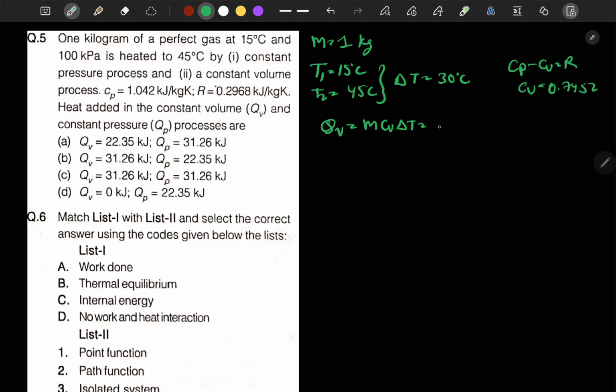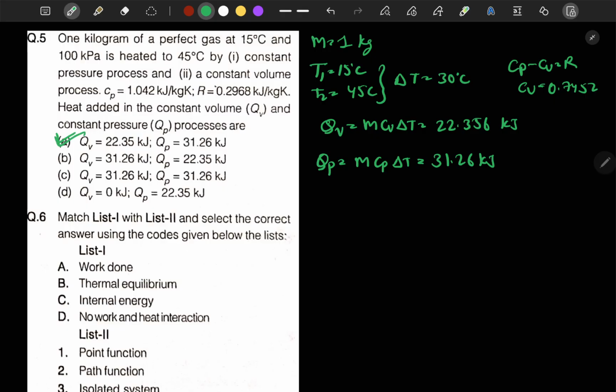We can use this value of cv and multiply it with temperature difference 30, so we will obtain the value of Q is equal to 22.356 kilojoule. And if we calculate heat transfer at constant pressure, then we can use mcp delta T, and the value of cp we are given is 1.042, into temperature difference of 30, we will get the value of 31.26 kilojoule. 31.26, so that option is correct.